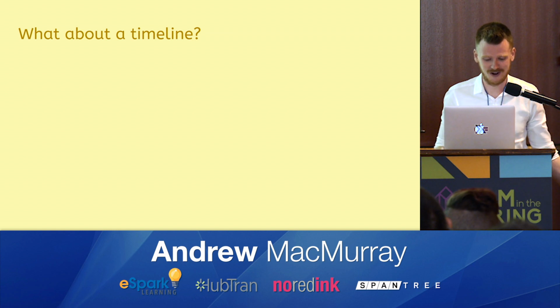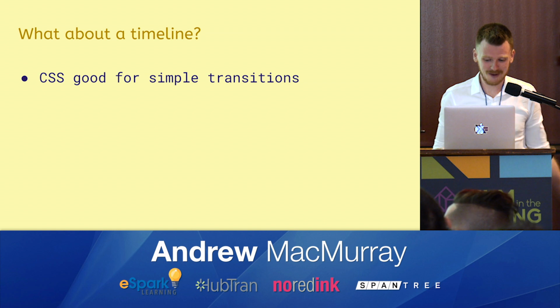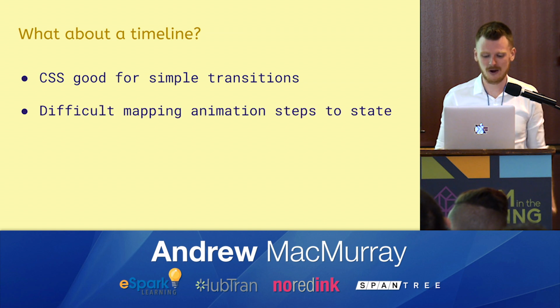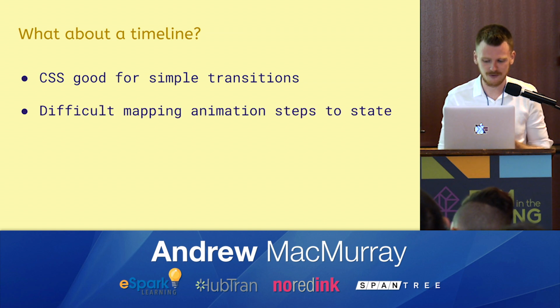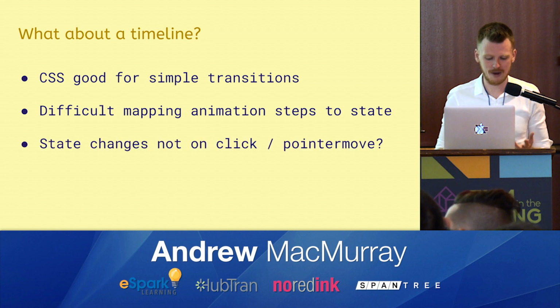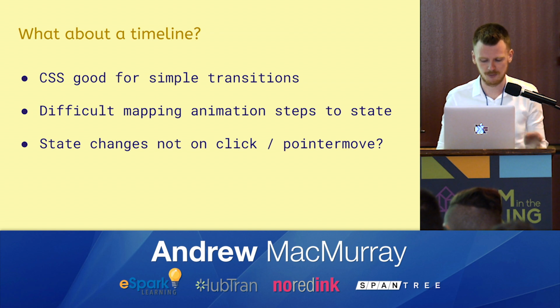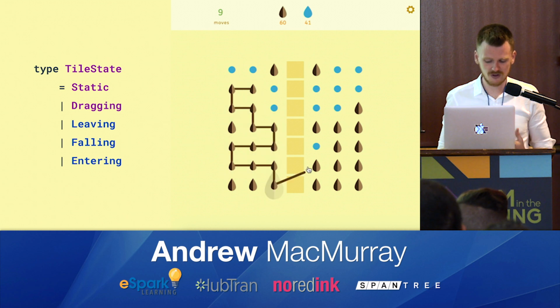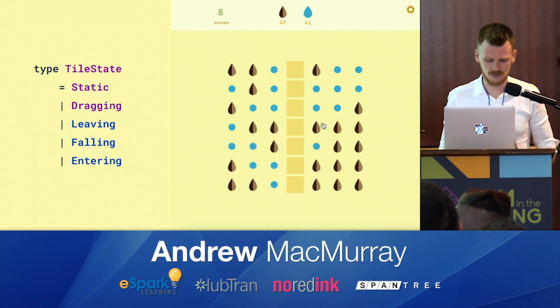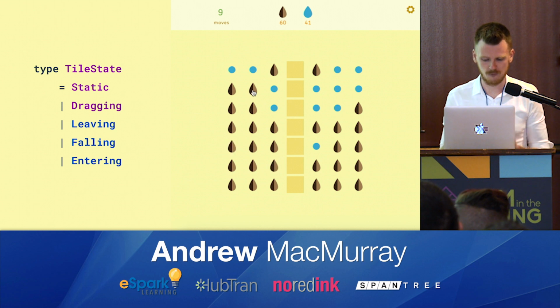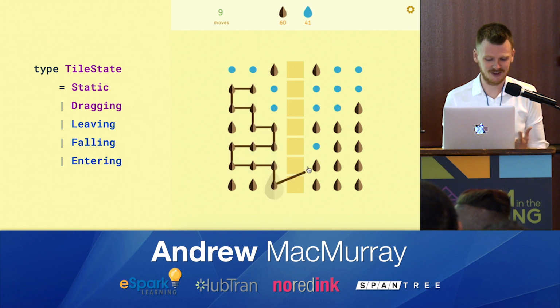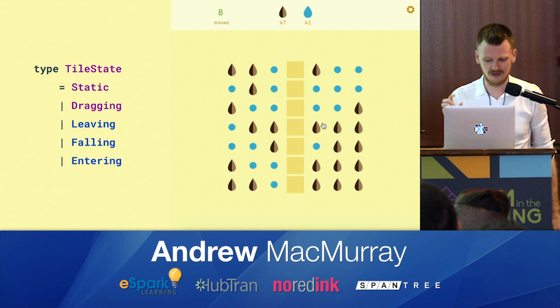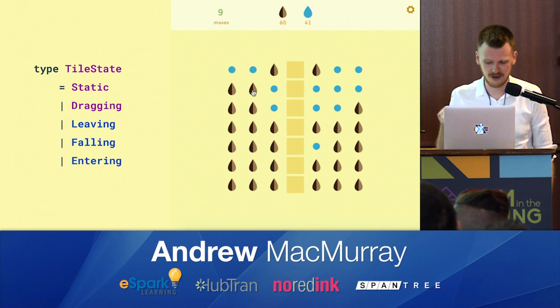CSS is not all sunshine and flowers. It's great for simple transitions, but it's quite difficult to map these different animation steps to state. And what about state changes that are not just in response to a user interaction, like a click or a pointer move? One example I've got here is a user interacting with the board. This is a type that represents some of the different states that a tile can be in. At the beginning it starts as static, and then when the user's dragging, it can be dragging.